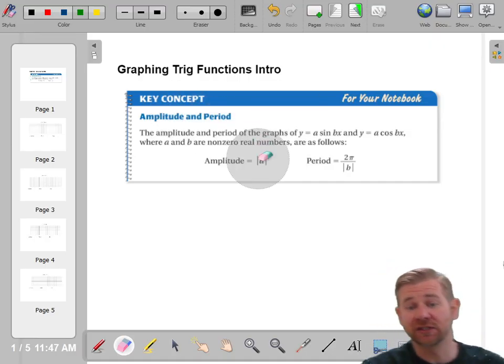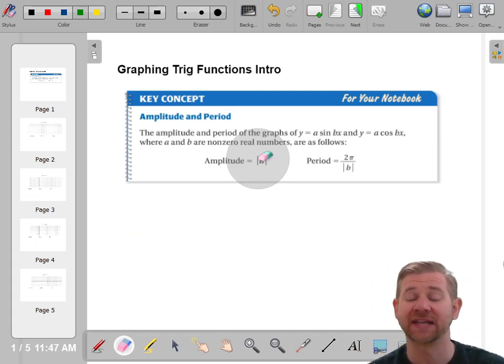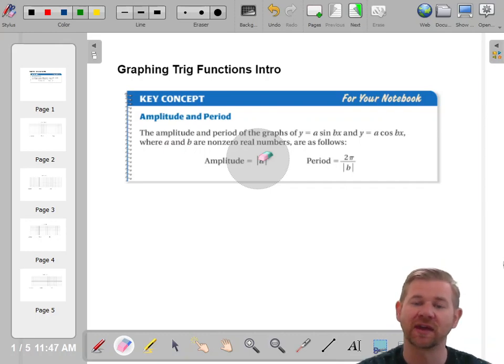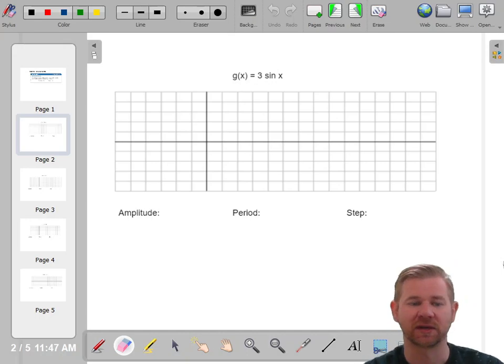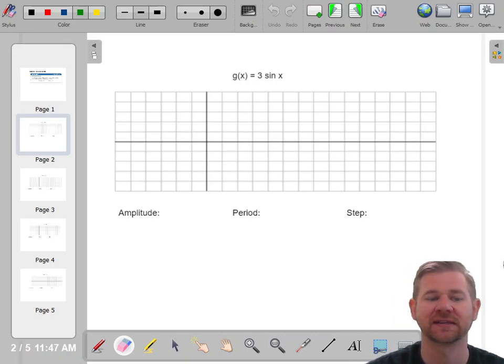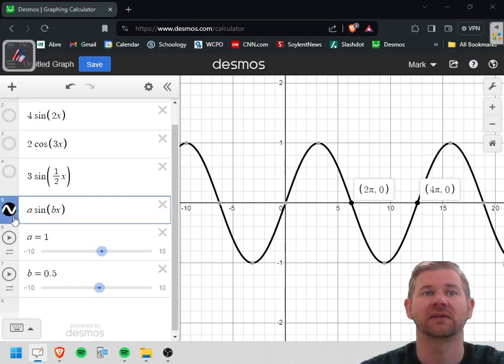Okay? Now let's actually graph some, and we're going to use Desmos to help us. We're just going to have to understand what all of these things are doing so that we're able to use Desmos to help us. So the first one says 3 sine of x. So I'm going to go to Desmos, and I'm going to type in 3 sine of x. That's right here. I already have it typed in.